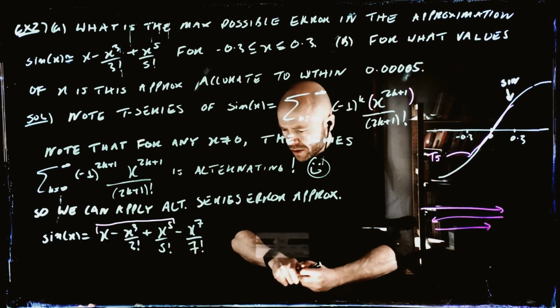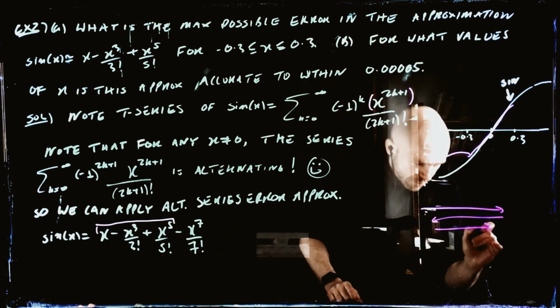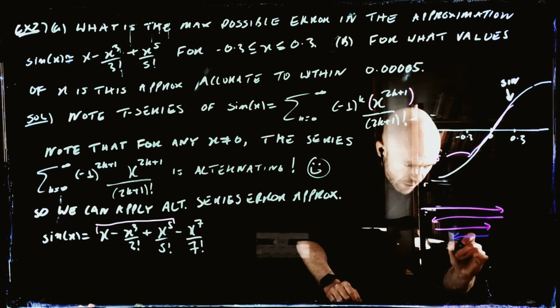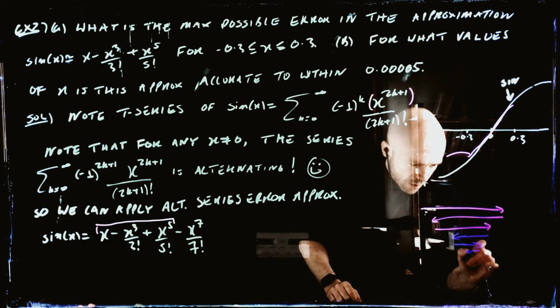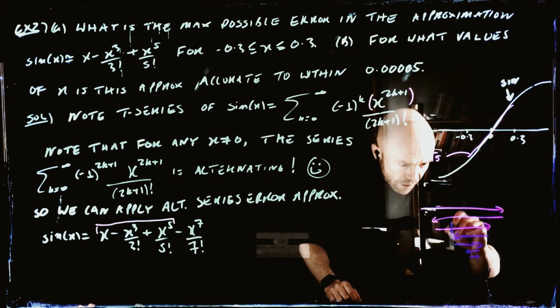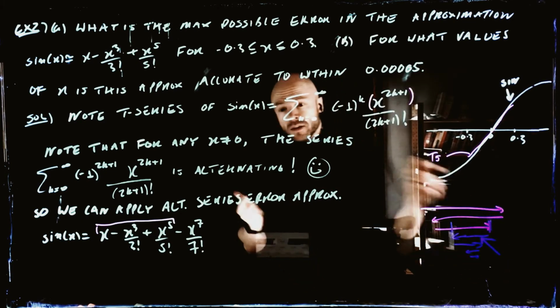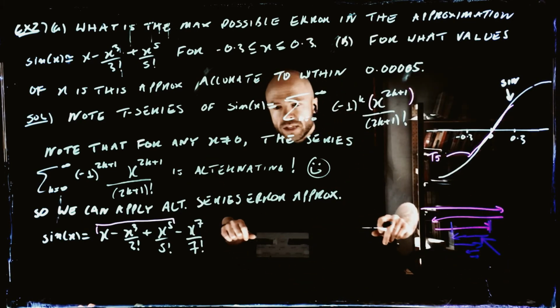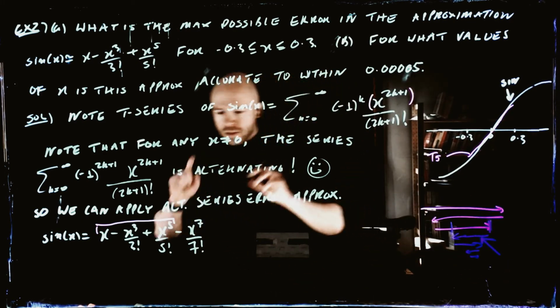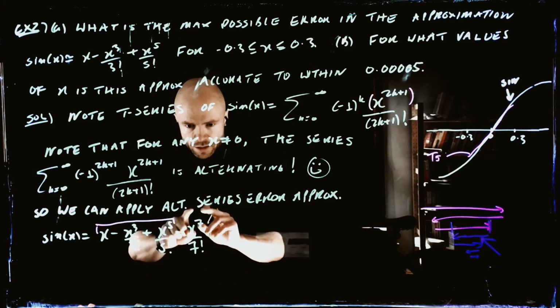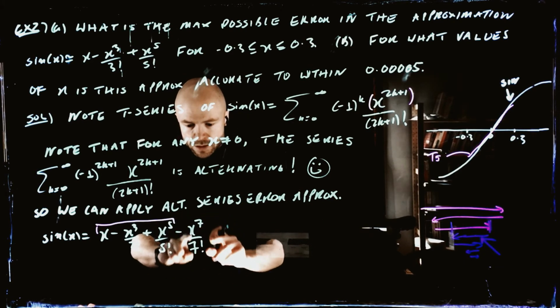And then everything we do after this is the error. So the actual answer is something between here, and its size is less than the nth plus 1 step size, right? And the nth plus 1 step size in this case is this thing. Yeah? It's this thing.